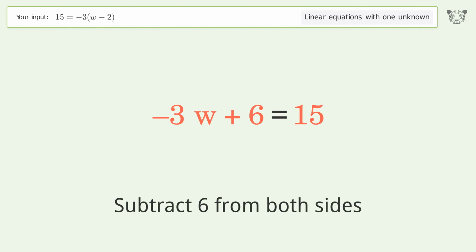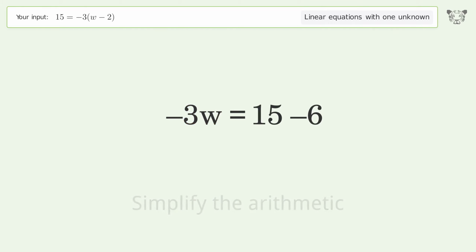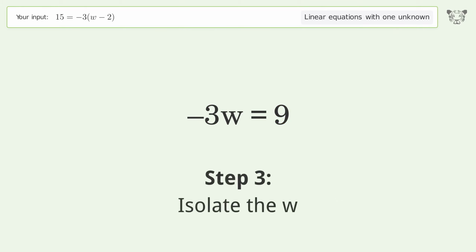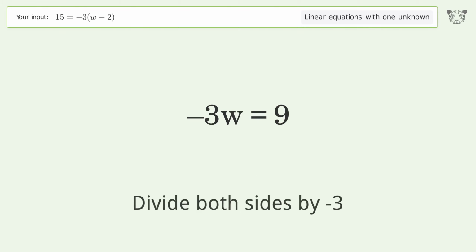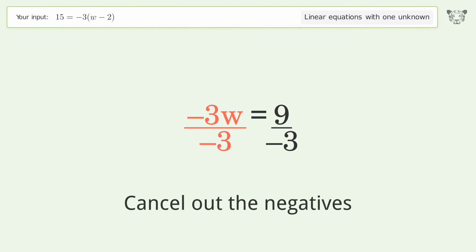Subtract 6 from both sides. Simplify the arithmetic. Isolate the w. Divide both sides by -3. Cancel out the negatives.